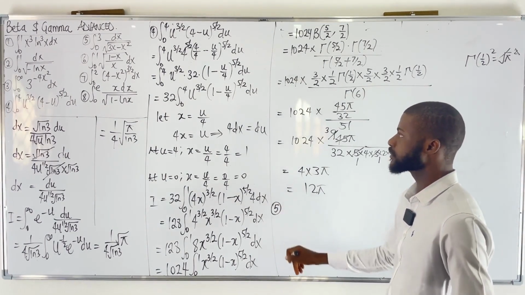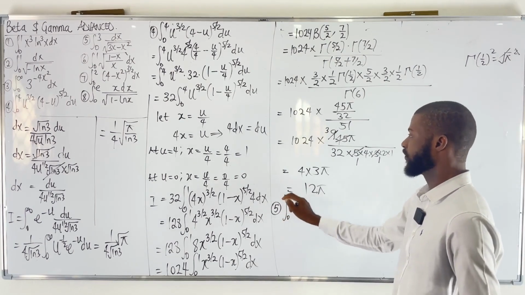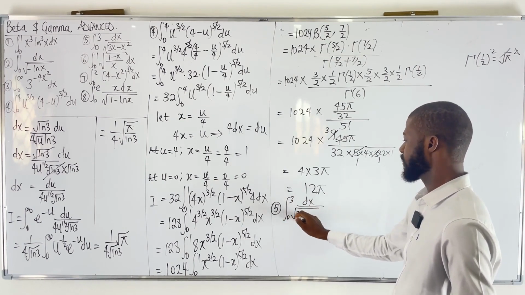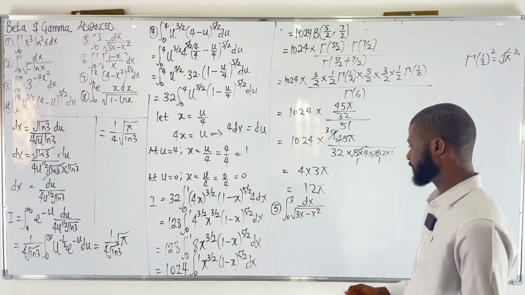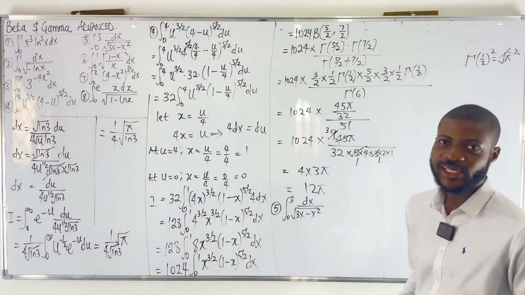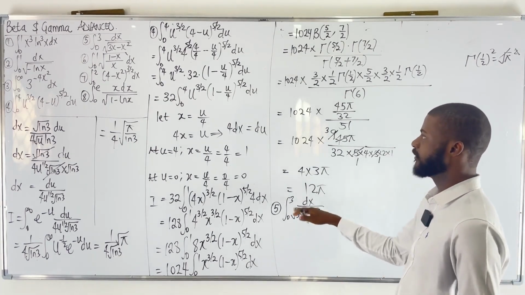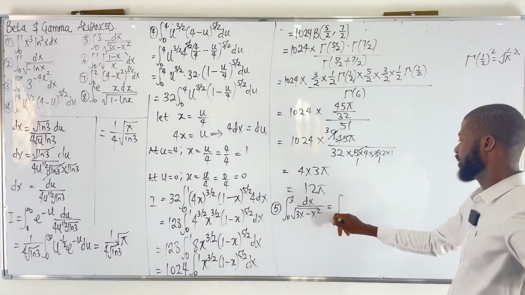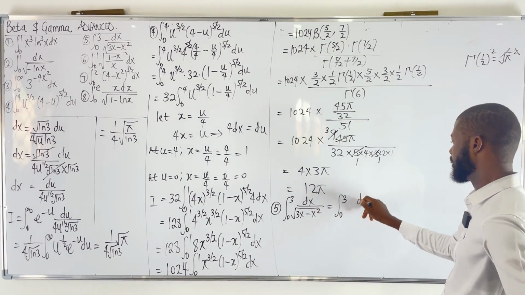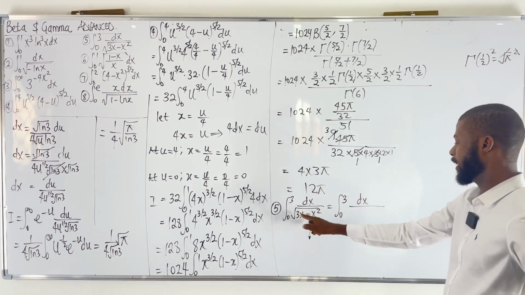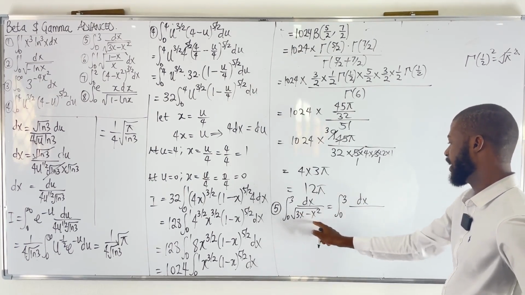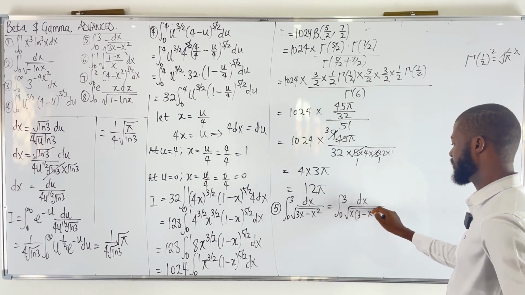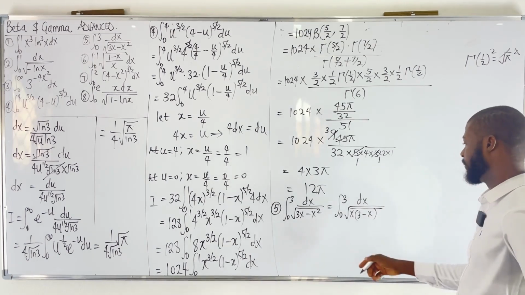Number 5. The integral from 0 to 3 of dx divided by root 3x minus x squared. Okay, that's actually a simple problem. So it's kind of looking like this one. So this will become the integral from 0 to 3 of dx divided by, do you know that x is common here, right? So this will be the square root of x bracket 3 minus x. If you factorize it, that's what you're going to be having.